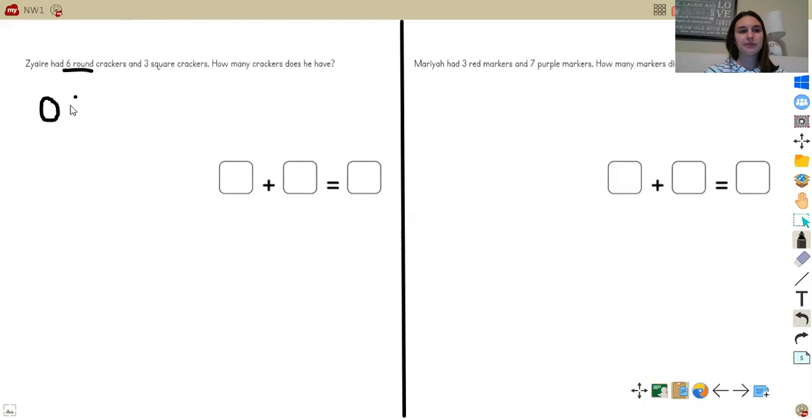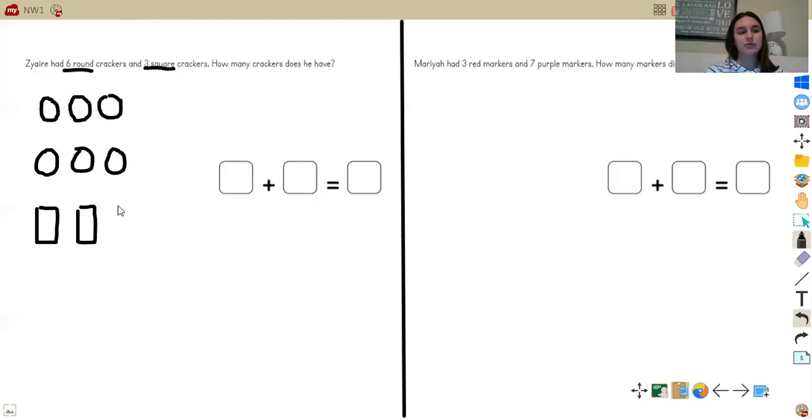1, 2, 3, 4, 5, 6. And 3 square crackers. So now I'm going to draw squares, and I'm going to draw 3 because he only has 3 of them. 1, 2, 3. Now, so I can easily answer my number sentence.